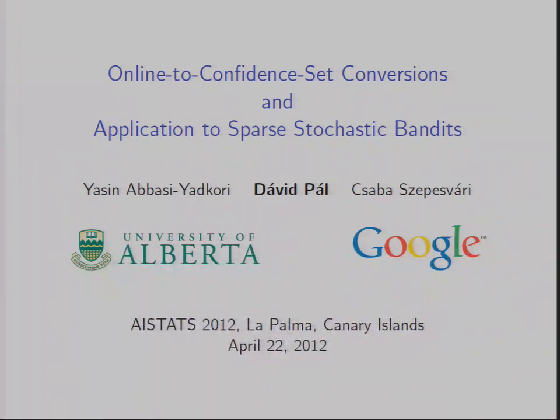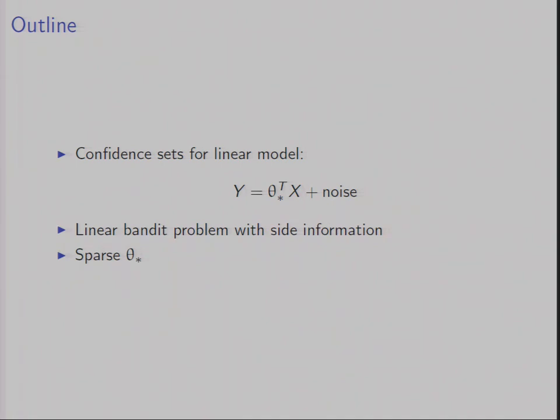All right, so this is joint work with Yasin and Csaba, and I'm going to talk about construction of confidence sets and application to bandits. So here is roughly the outline. First, I'm going to spend some time explaining how to build confidence sets for a very basic linear model. And then I will apply it to the linear bandit problem with side information. And then we will specifically focus in both these problems on sparse weight vectors theta. So that's basically the problem that we started with.